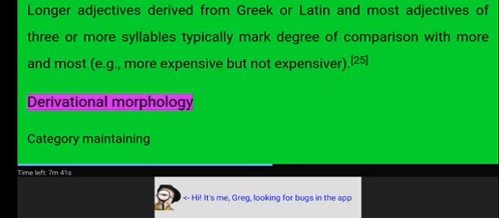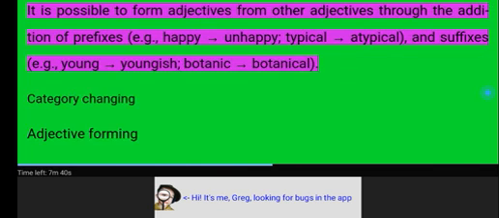Derivational morphology. Category maintaining. It is possible to form adjectives from other adjectives through the addition of prefixes, e.g., happy → unhappy, typical → atypical, and suffixes, e.g., young → youngish, botanic → botanical.